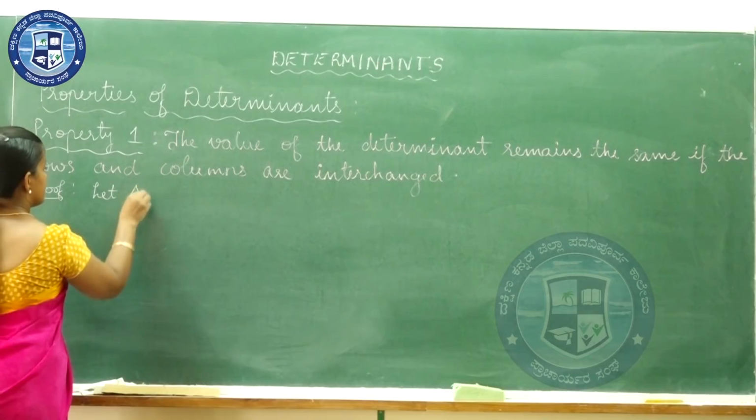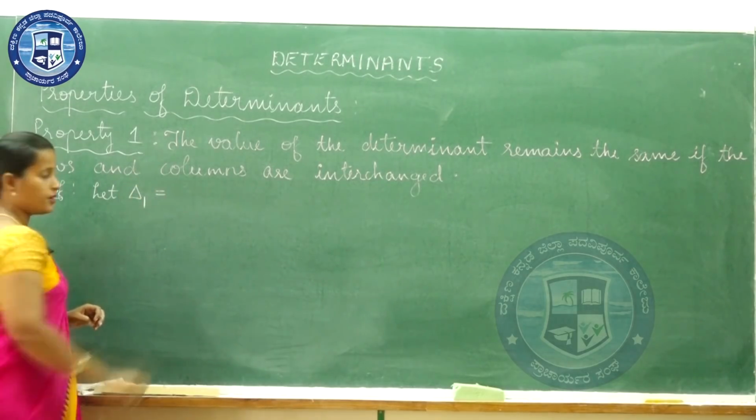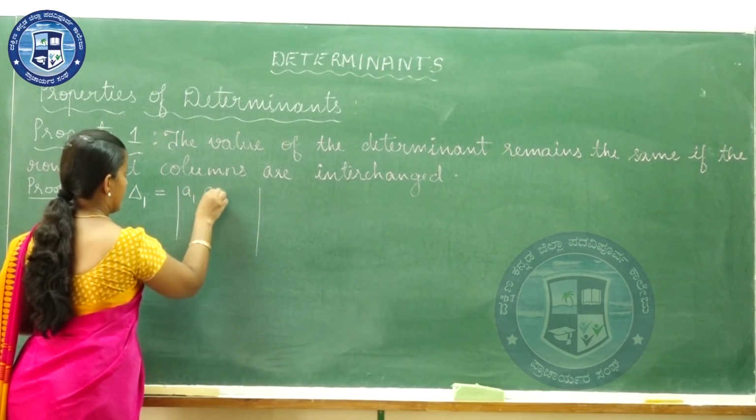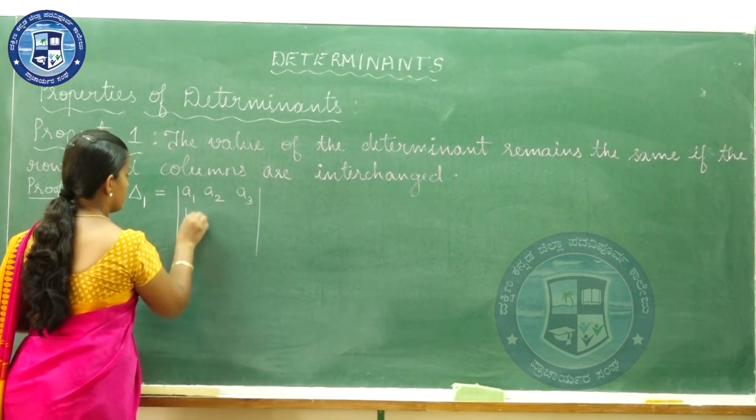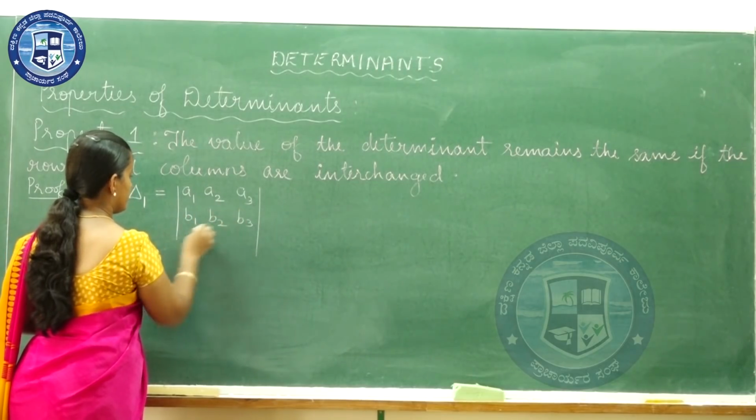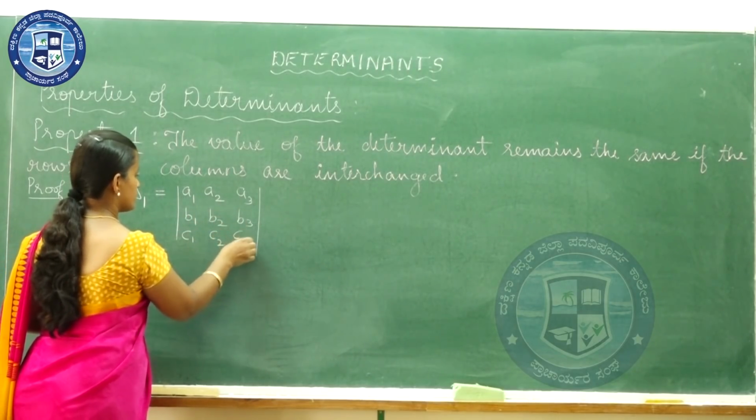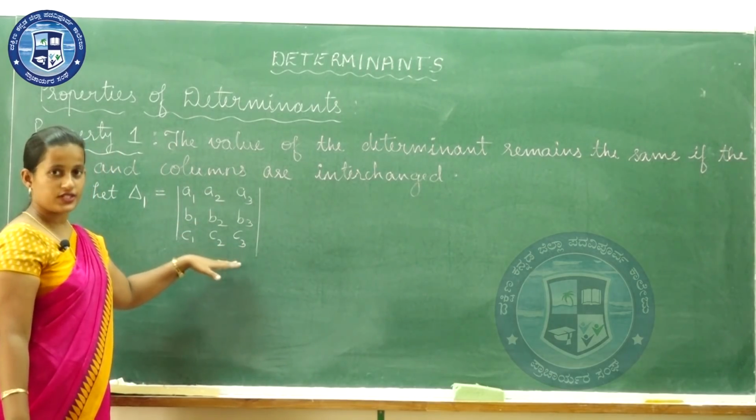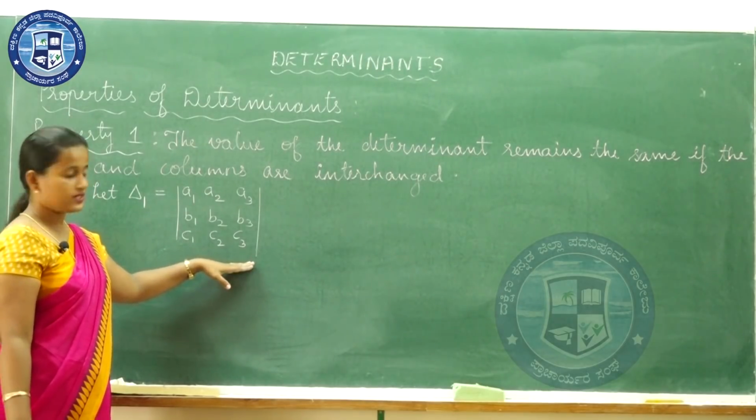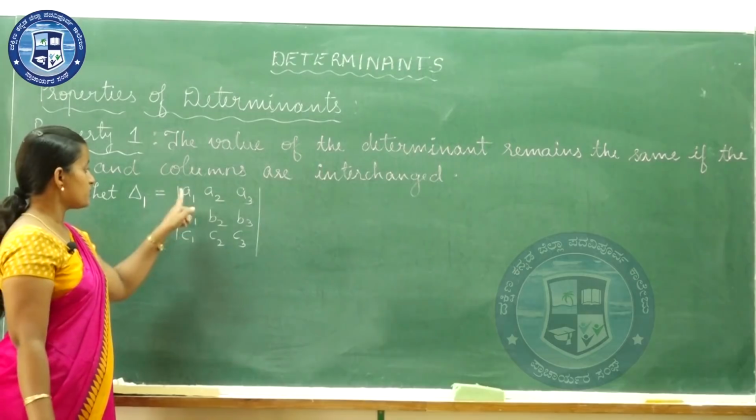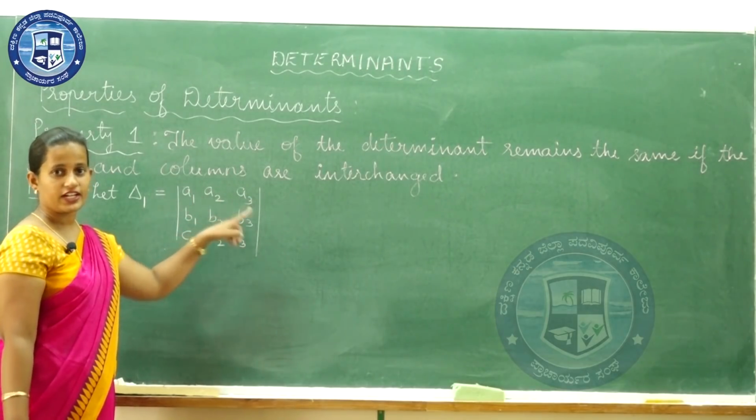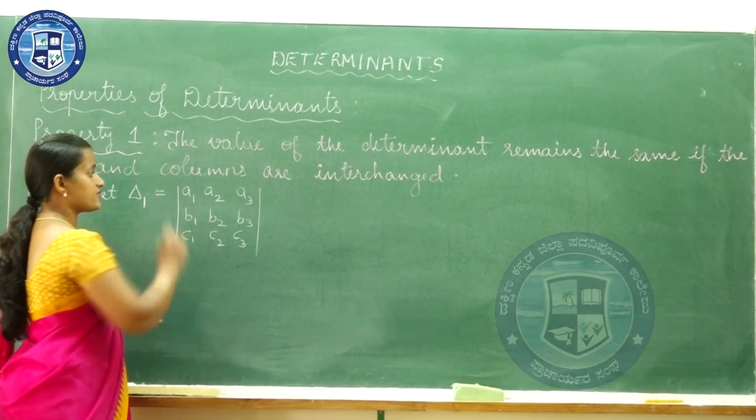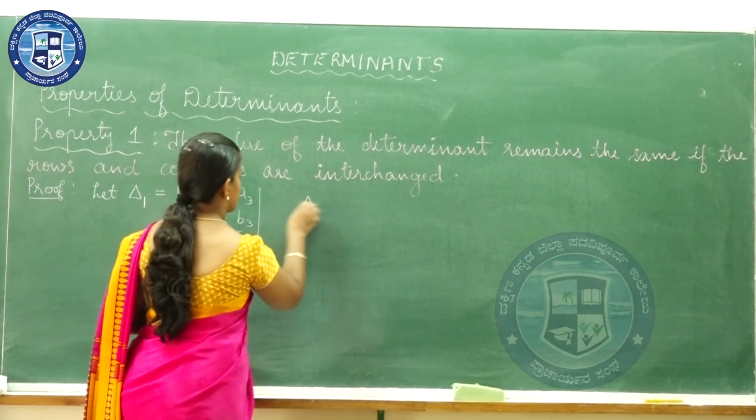Let delta 1 be the determinant of this, that is A1, A2, A3, B1, B2, B3, C1, C2, C3. Okay. So we have to prove it generally. So we will be considering 3 cross 3 determinant, and we will be proving it by taking general elements like A1, A2, A3, B1, B2, B3, C1, C2, C3. Now if you expand this determinant delta 1, what do you get?